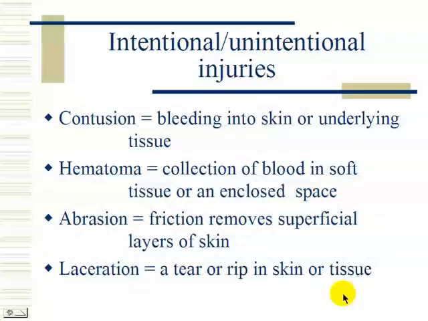An incised wound is a cut that is longer than it is deep, and a stab wound is one that is penetrating under the skin, so it's deeper than it is long. It can be caused by all sorts of different things, such as knives.